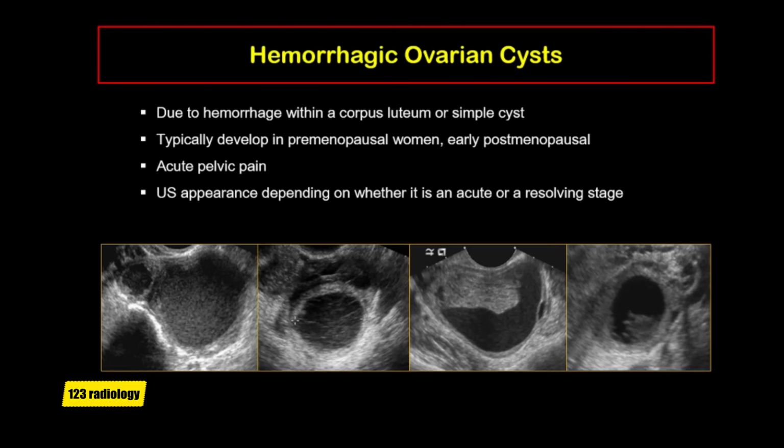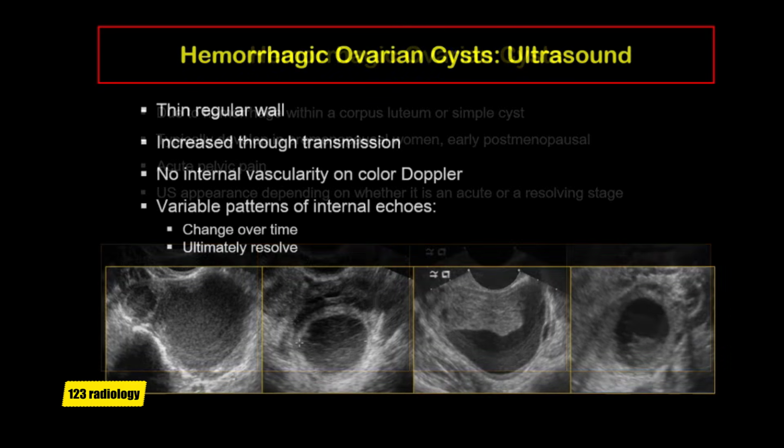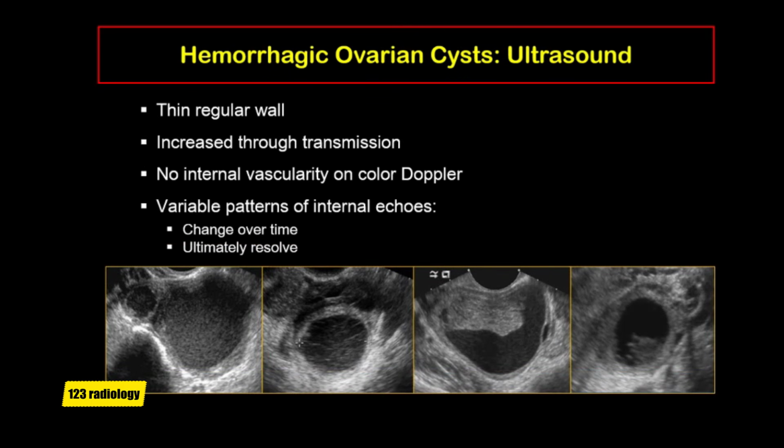Their ultrasound appearances are well described in the literature and vary depending on whether it is an acute or a resolving process. On ultrasound, hemorrhagic ovarian cysts have a thin regular wall, with increased through transmission. No internal vascularity on color Doppler examination. The internal echoes are variable over time, because the blood is changing and resolving, and ultimately the cysts will resolve.